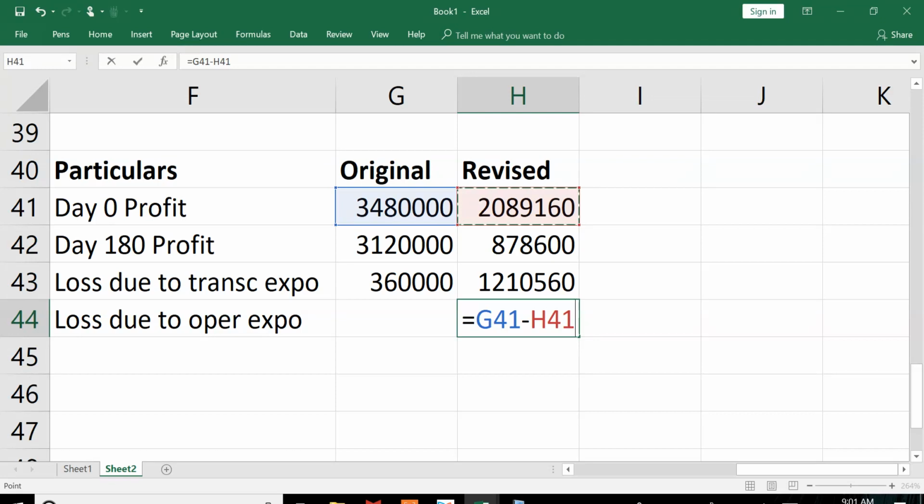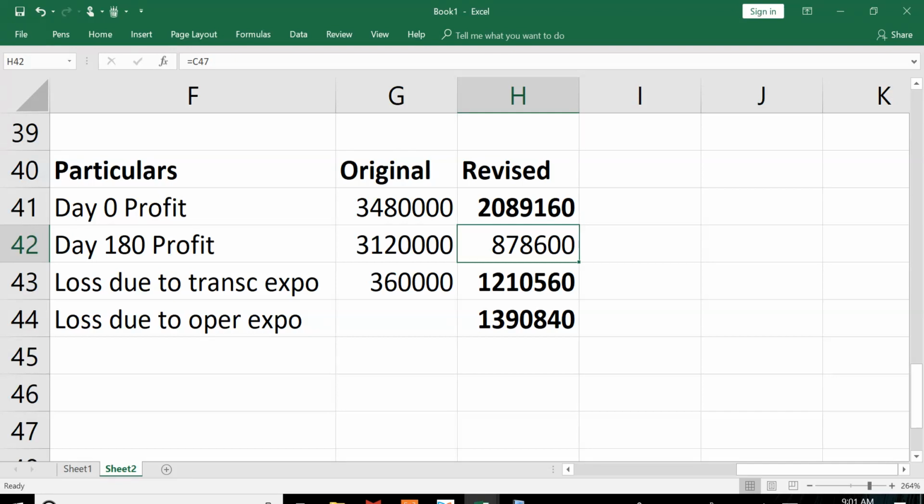Day 0, what was the profit vis-a-vis what is the day 0 profit? From 34,80,000, we have a loss due to operating exposure of this much. We get a revised profit of this. Because of transaction, we have a loss of 12 lakh 10, and finally we end up with a profit of 878,600. From 34 lakh 80, it comes down to 878,600 because there is a loss due to operating exposure of some 13 lakh, and a loss due to transaction exposure of some 12 lakh.